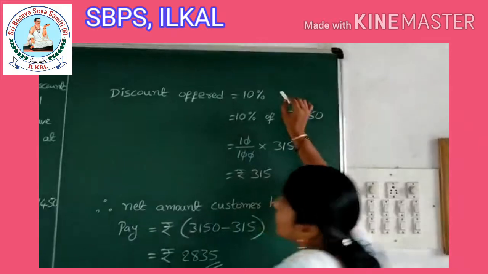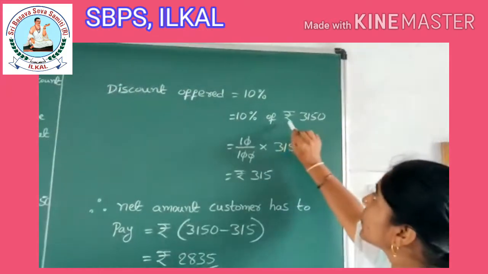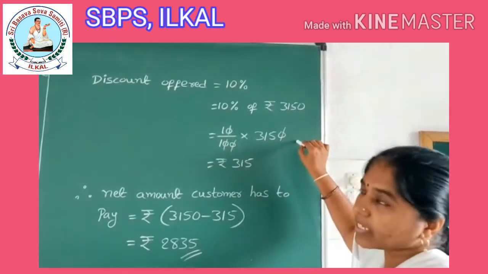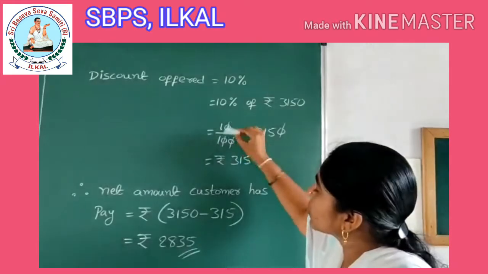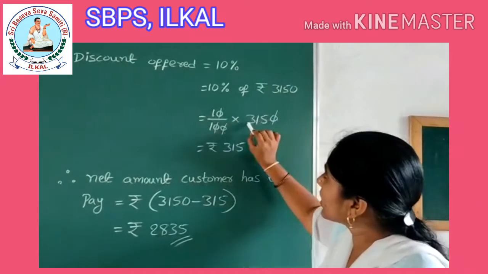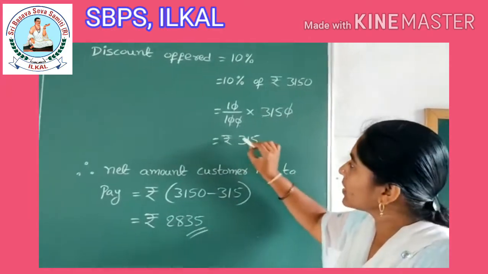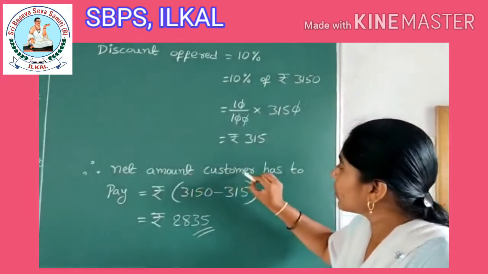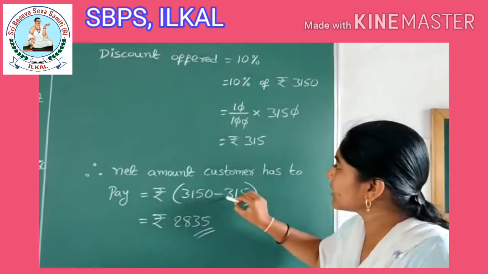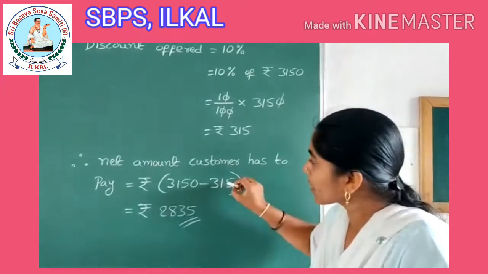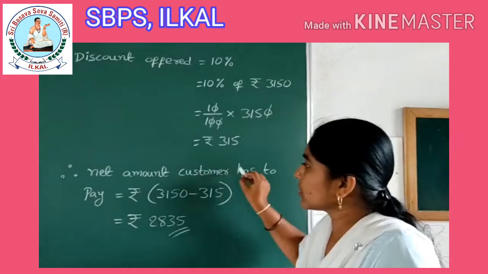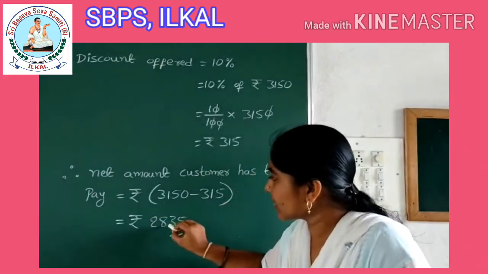Discount offered is equal to 10%, they give. 10% of rupees 3,150, children. Then 10 by 100 into 3,150. Here 0, 0 we can strike out. Means strike out 0 and 0. You will get only 315, rupees 315. Therefore, net amount customer has to pay is equal to rupees 3,150 minus this amount, which they can subtract. Which gives 2,835. Net amount customer has to pay is equal to rupees 2,835.